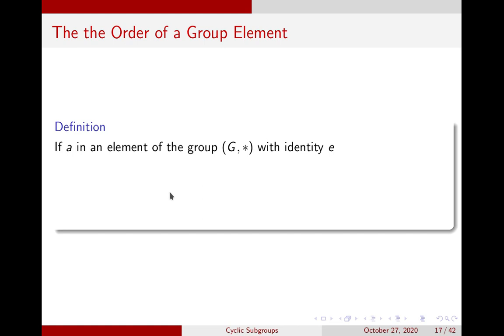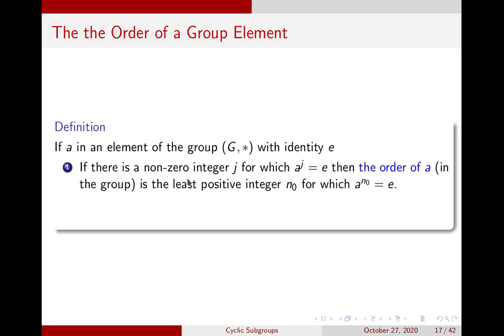And now we are going to talk about the order of a group element. So we take an element in a group. We're calling it little a, and we're calling the group G star. We're assuming the identity of the group is e. And now, what is the order of the element a in the group G?